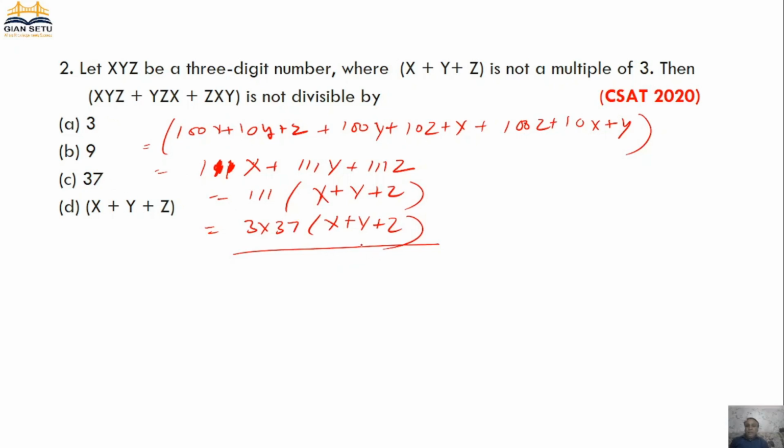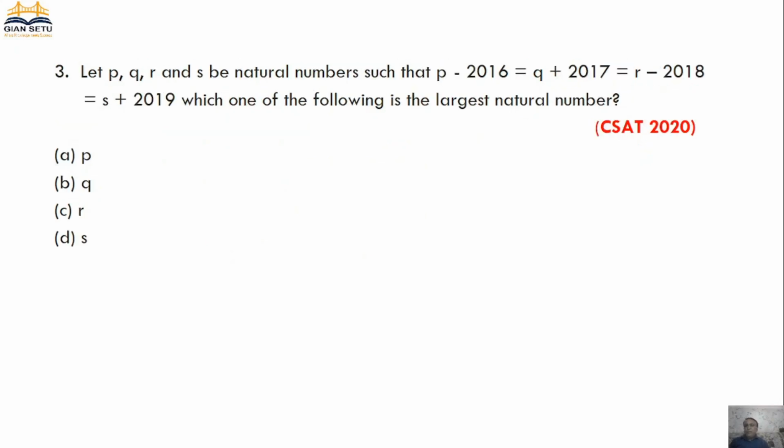Since we are also given that x plus y plus z is not a multiple of 3, that means this number will not be divisible by 9. Okay, so the right answer is B here. Let's move to question number 3.